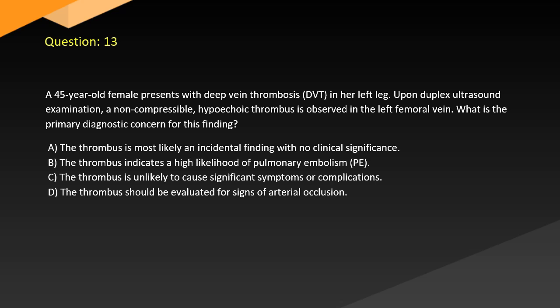Question 13. A 45-year-old female presents with deep vein thrombosis, DVT, in her left leg. Upon duplex ultrasound examination, a non-compressible hypoechoic thrombus is observed in the left femoral vein. What is the primary diagnostic concern for this finding? A. The thrombus is most likely an incidental finding with no clinical significance. B. The thrombus indicates a high likelihood of pulmonary embolism. C. The thrombus is unlikely to cause significant symptoms or complications. D. The thrombus should be evaluated for signs of arterial occlusion.